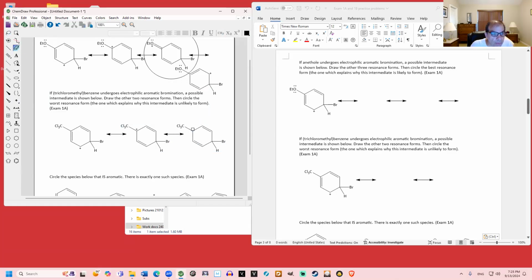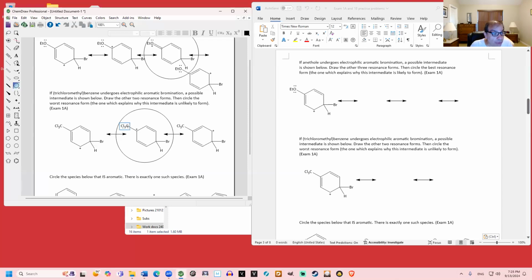And the other resonance form moves this double bond over and leaves the plus charge on that carbon. So those 3 carbon atoms share the plus charge. And then circle the worst resonance form, well, that's going to be the one with the plus charge right next to the highly electron withdrawing trichloromethyl group.